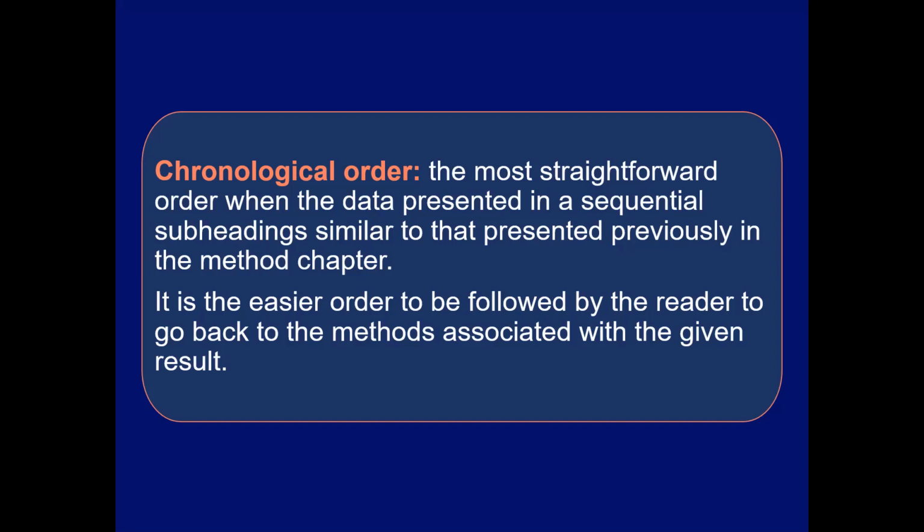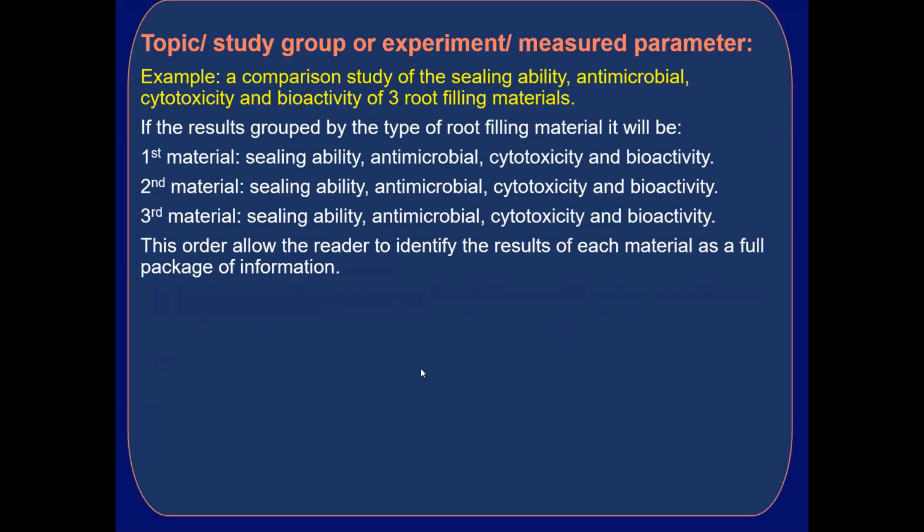The advantage of this one is that it is much easier for the reader if he or she wants to match exactly what you found according to what you tested, in the same order, without going back and trying to remember what you did in the methodology. So you just do it the same way that you did in the methodology chapter to make it easier. The second one is the topic, or the study group, experimental measured parameter.